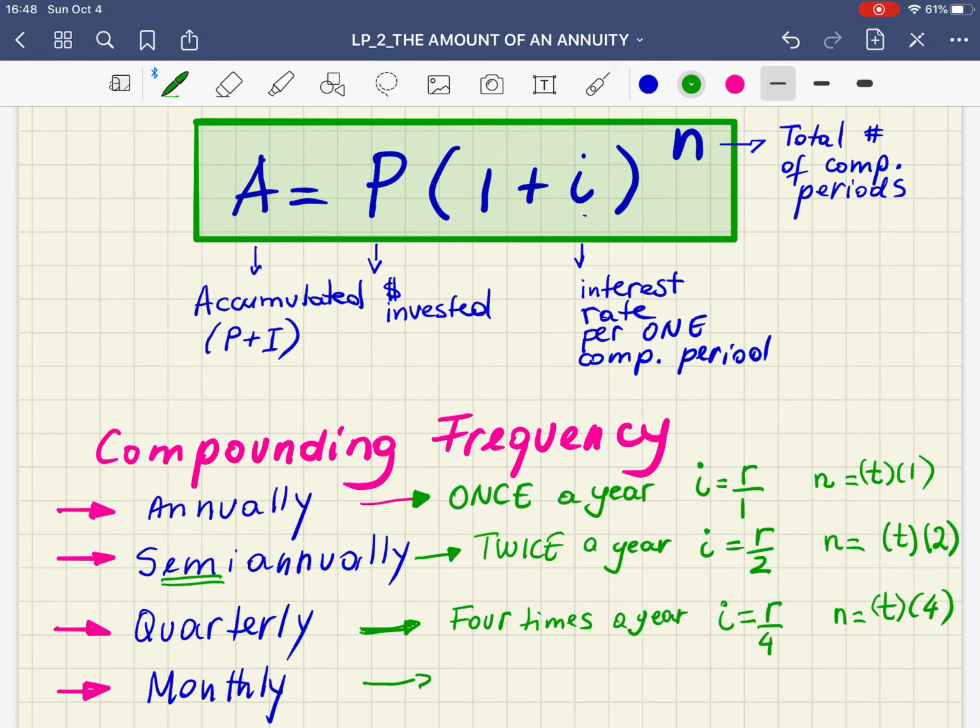For monthly, the money will compound 12 times a year. It will compound every month. And since there are 12 months in a year, we're going to say 12 times a year. Similar to what we mentioned before, the interest rate per one compounding period will be the annual rate divided by 12, and the number of compounding periods will be the number of years times 12. And I really wanted to go over this because it will help us to best understand ordinary annuities.